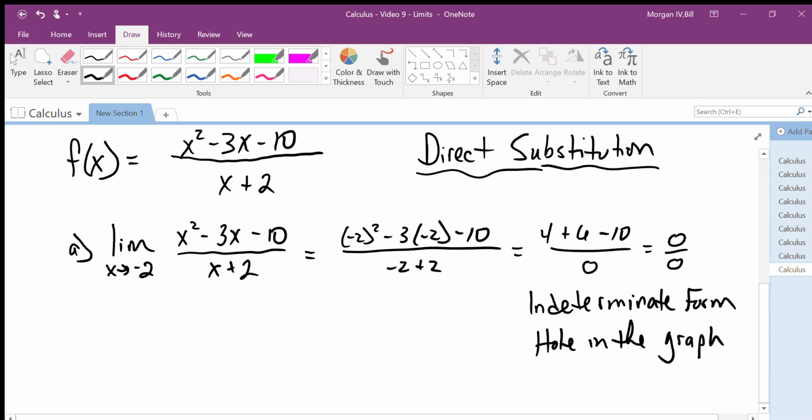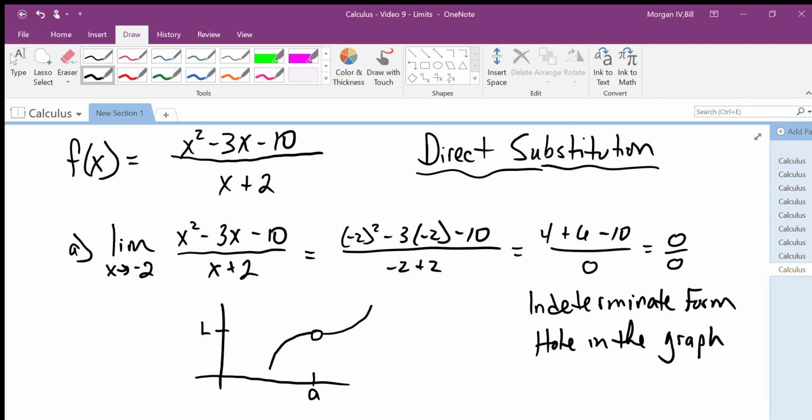All right, picture some random curve that's going along with a hole in the graph at the particular a value that we're limiting towards. As we approach that value a from the left, the y value, the function value, gets close to a specific number. The y value is approaching, say, this L value. And also from the right, the function is approaching that same value L.